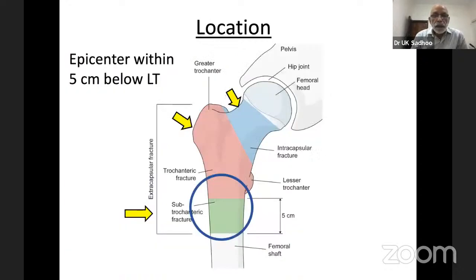Now, the difference between the various regional fractures, as you can see, is this is the neck trochanteric area, and 2 inches below the lesser trochanteric area is where the subtrochanteric fracture is located. It is not necessary to have a single fracture line. You can have many fracture lines running up and down, but the epicenter is always at the area below the lesser trochanter, within 2 inches.